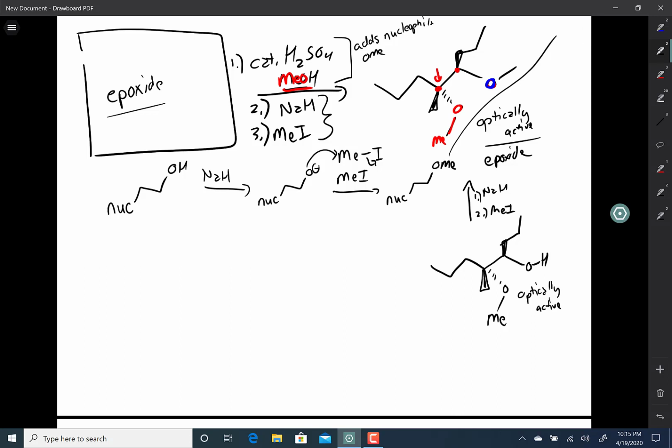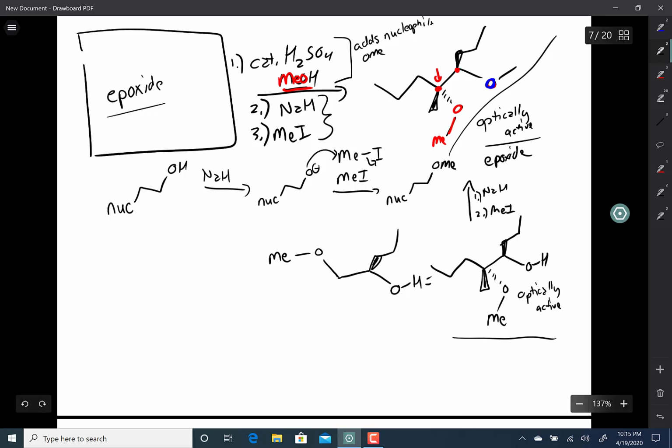Now, to figure out what epoxide this comes from, you need to redraw this molecule so the OH and the nucleophile are anticoplanar to each other. So we already have the OH as a line going down. What we need to do then is draw the nucleophile, in this case the methoxy group, as a line going to the top of the page.